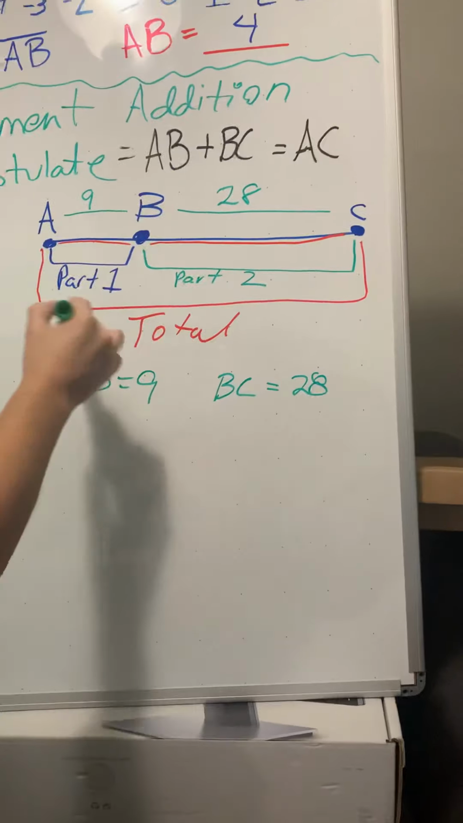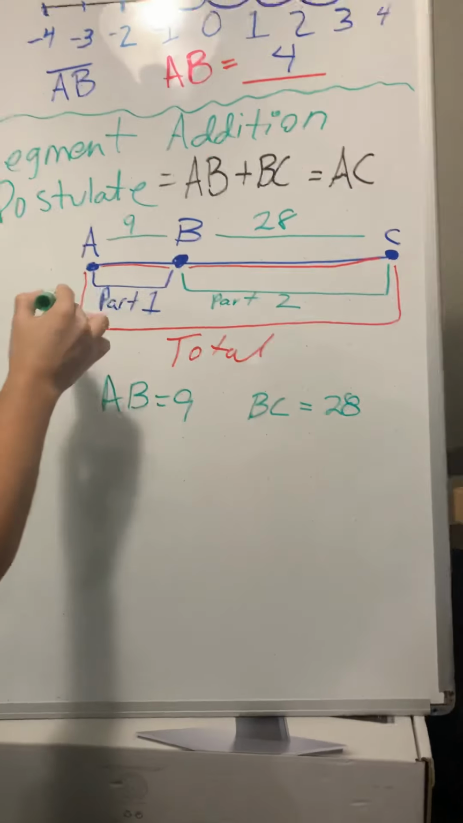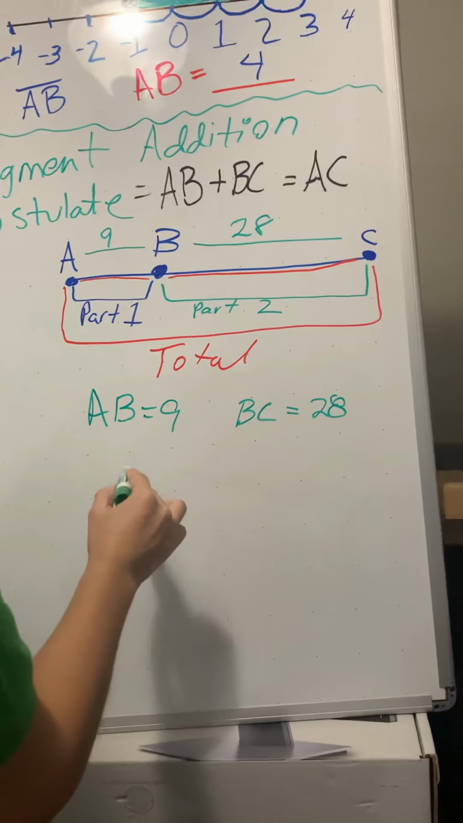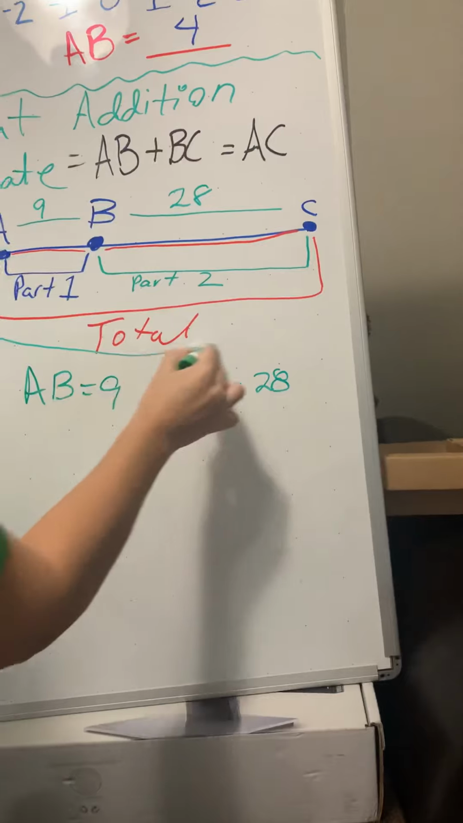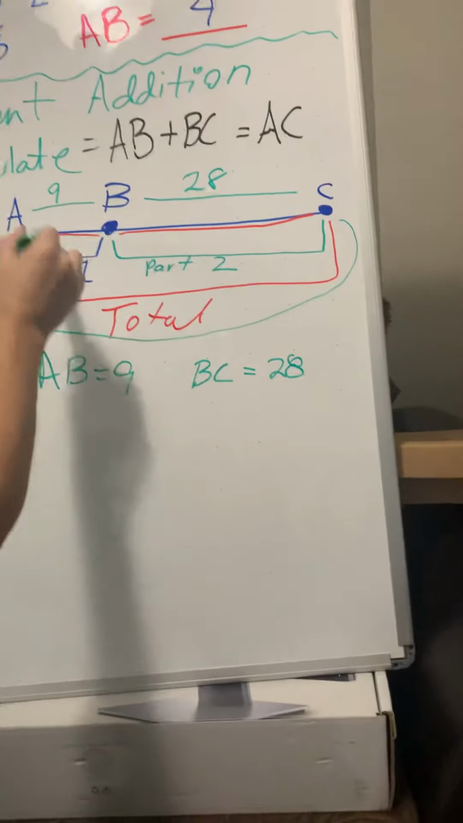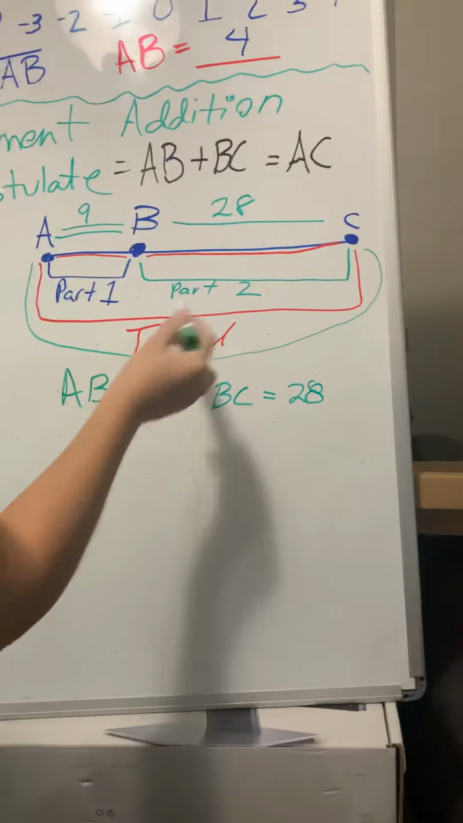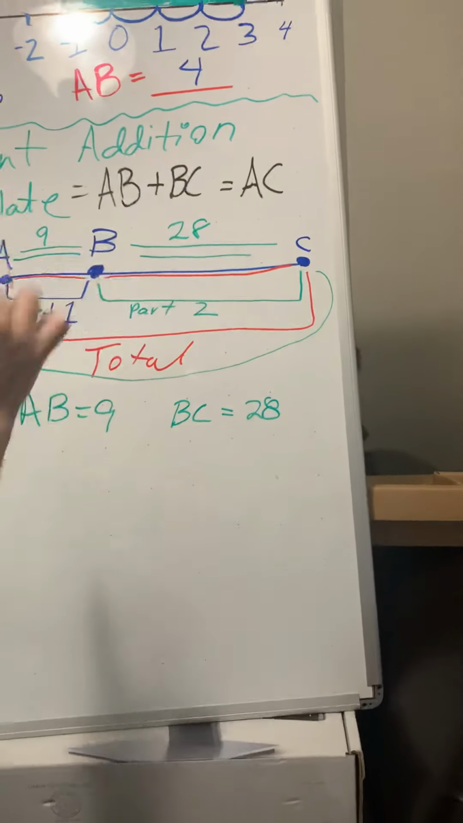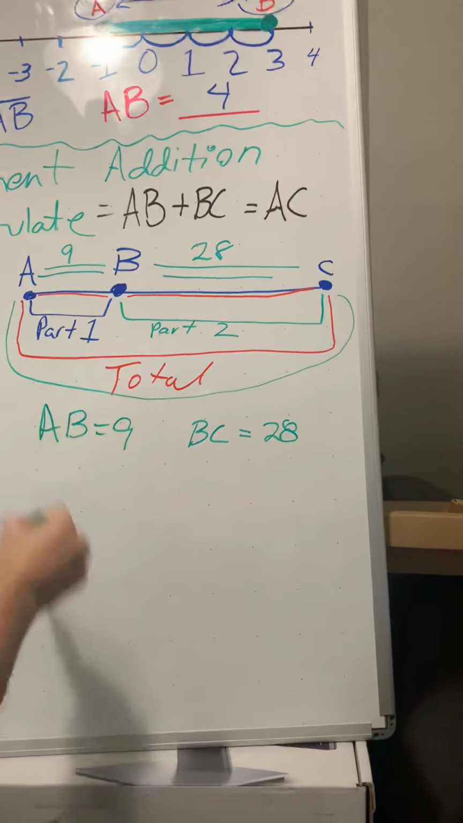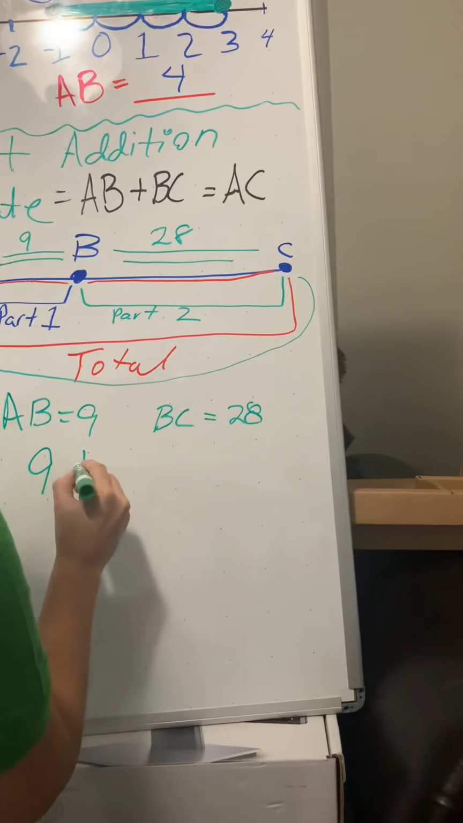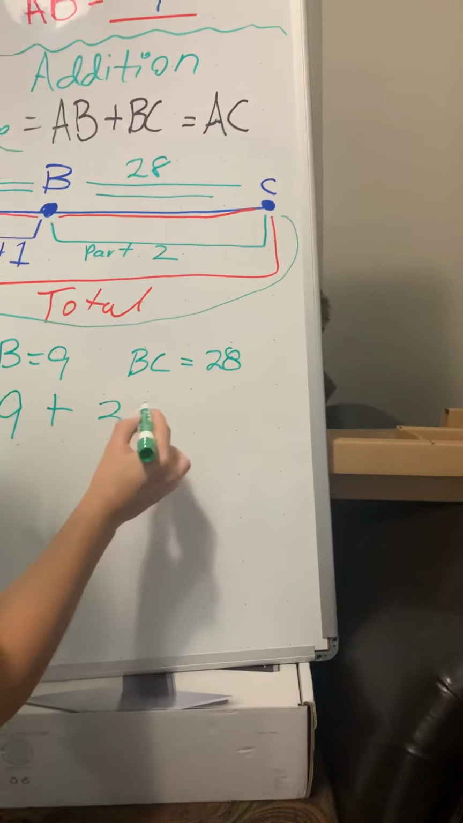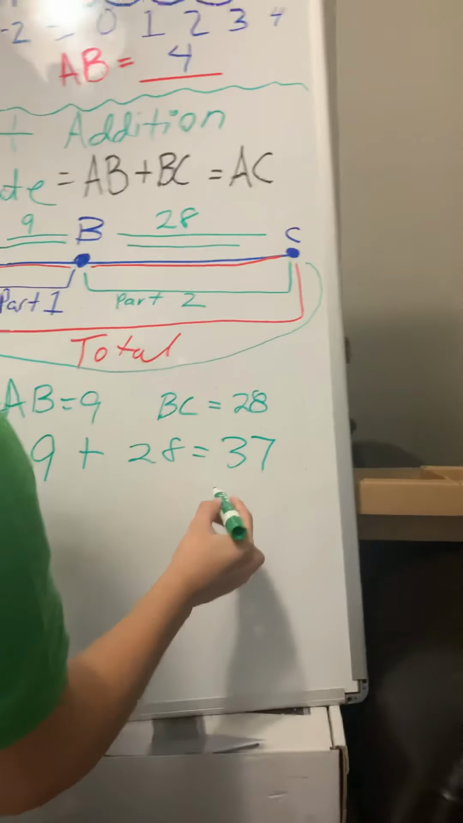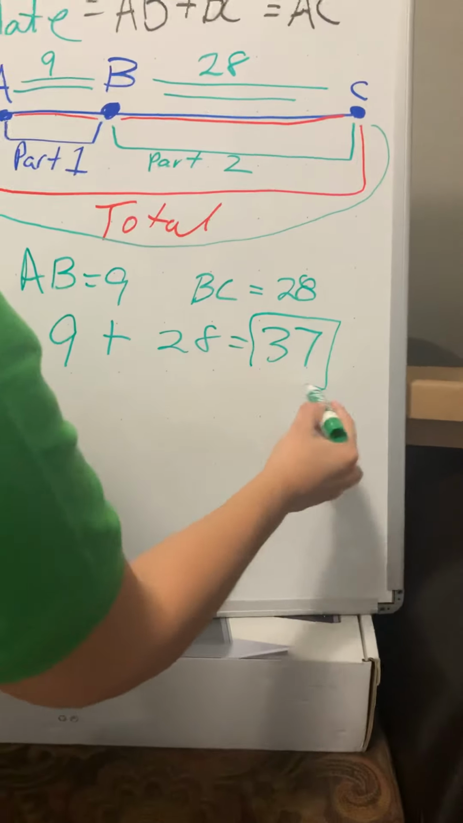So we know that in order to get our total, so in order to get our AC, which would be our total here, we would need to add AB, which is our part 1, to our BC, which is our part 2, to get our total, which is our AC. So by adding our 9 plus our 28, we would get 37. So this is our answer.